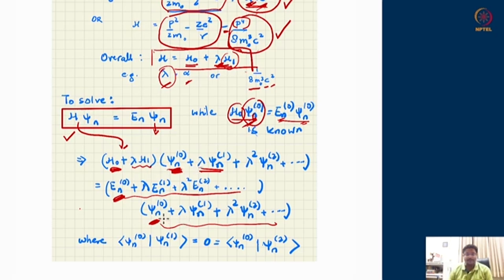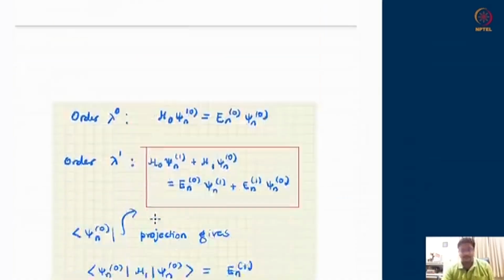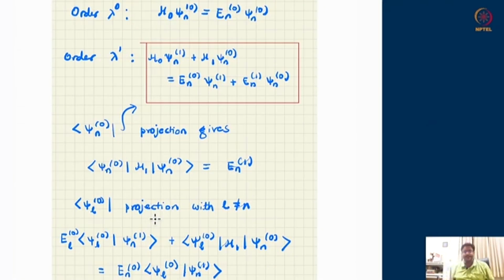Similarly, if I want to compare what are the terms which will be arriving on the right hand side with a single power of lambda, it may come again through two ways. First way will be this En0 goes and hits this lambda times psi n1, or vice versa, this lambda times En1 here hits this psi n0. So this is how we will pluck up terms order by order, and we will try to see what we get at various orders.